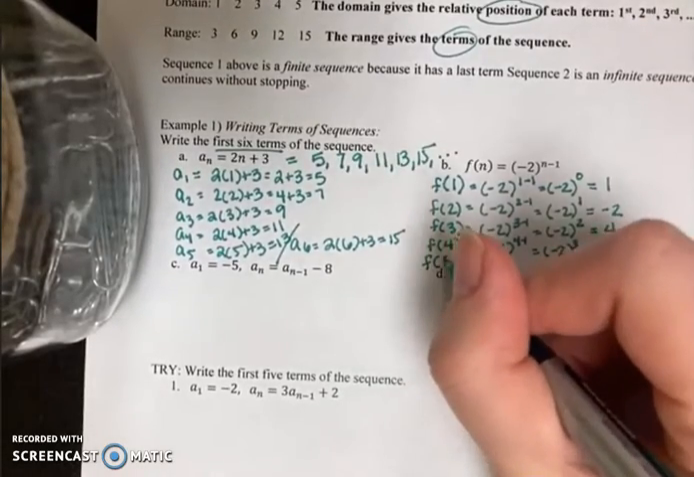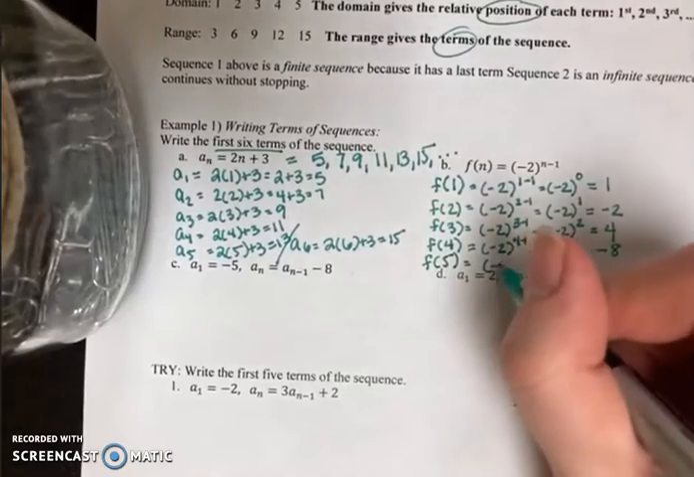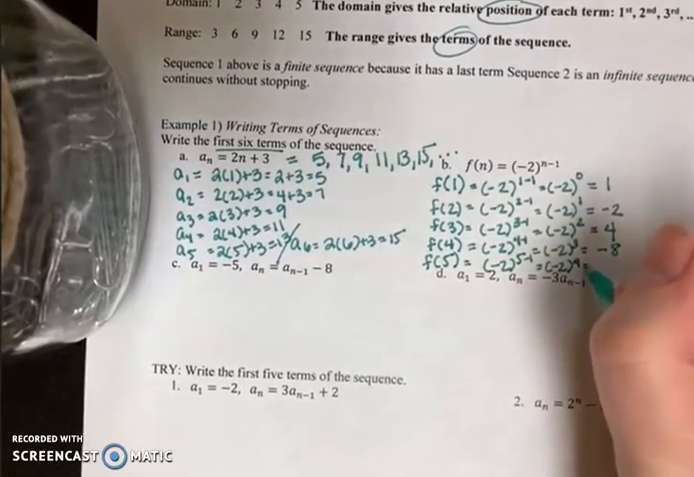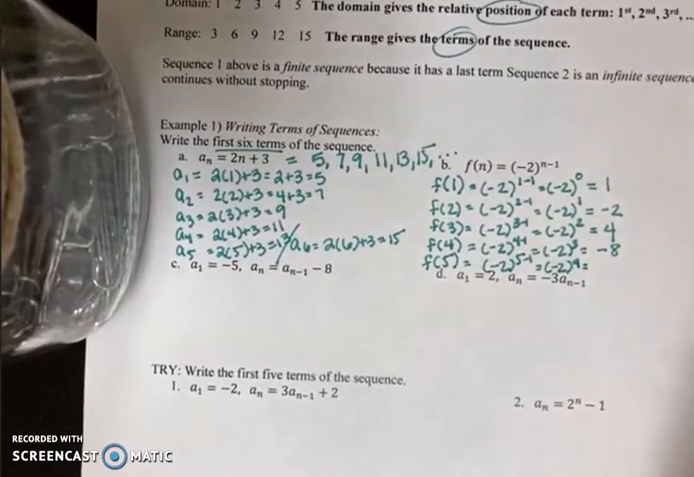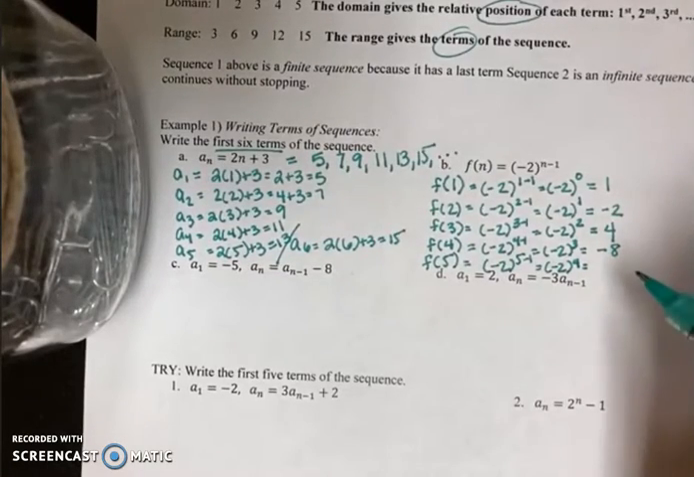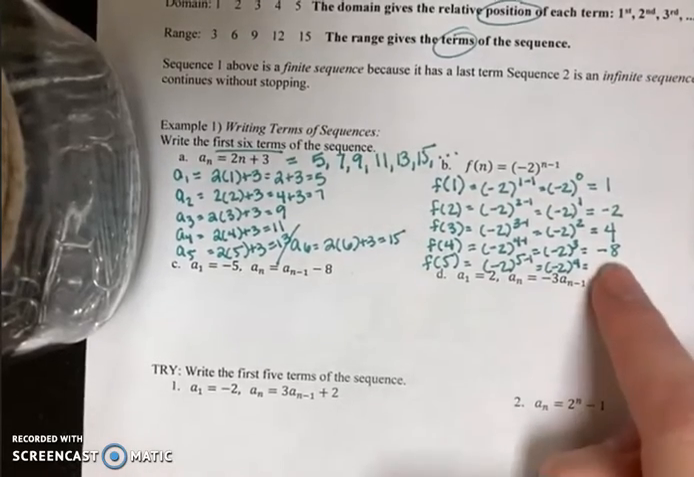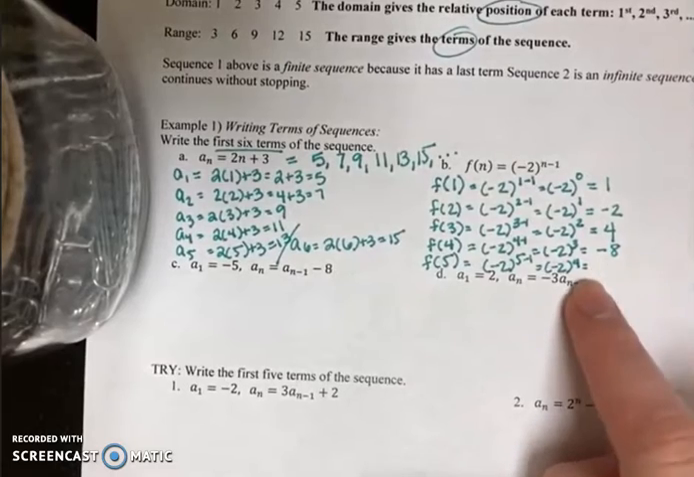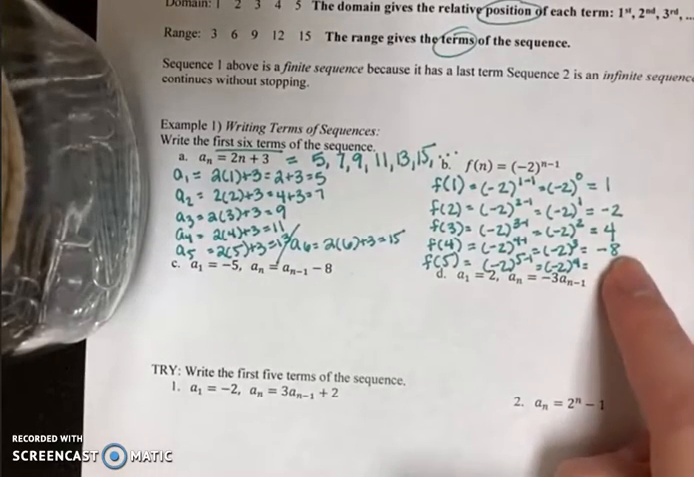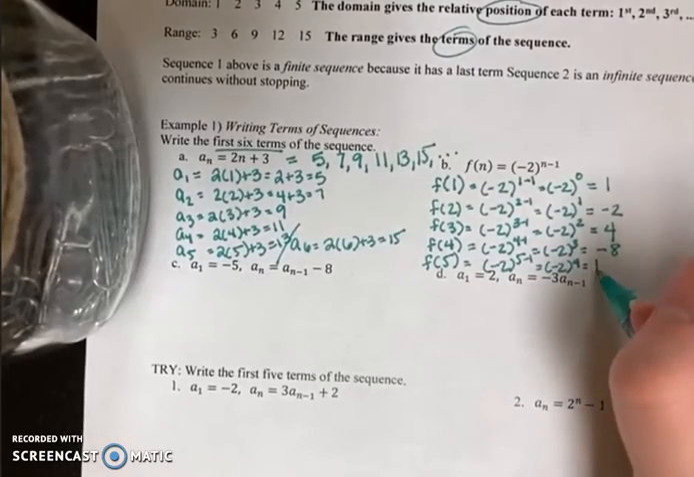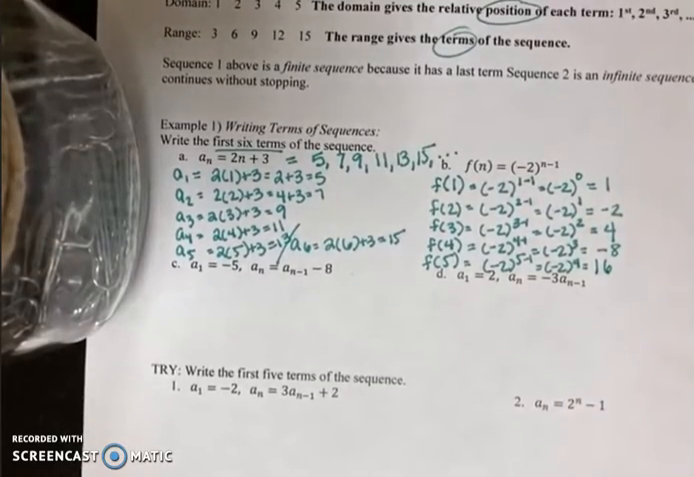Okay, just 2 more. F of 5, which is equivalent to negative 2 to the 4th power. Because it's an even power, I know it's going to be positive. So that's going to be negative 2 times negative 2 times negative 2 times negative 2. Or, really, it's negative 8 times negative 2, because this was cubed. So negative 8 times a negative 2 is a positive 16.